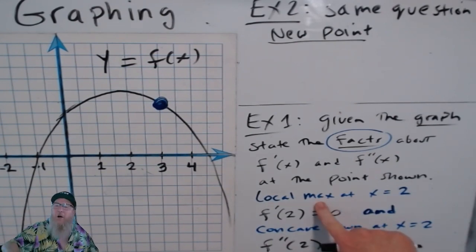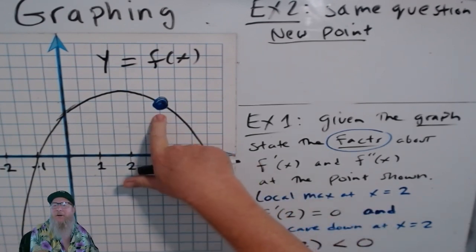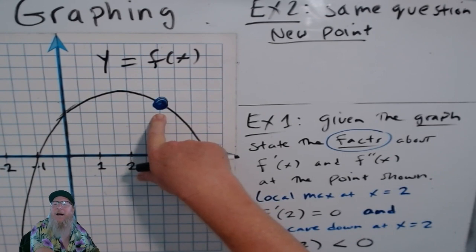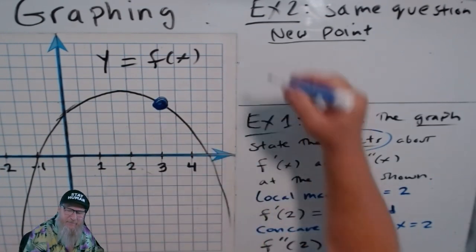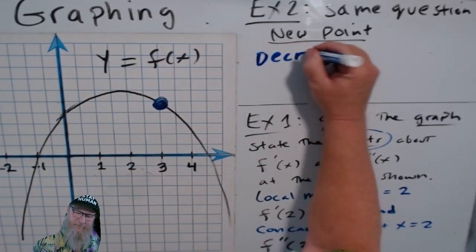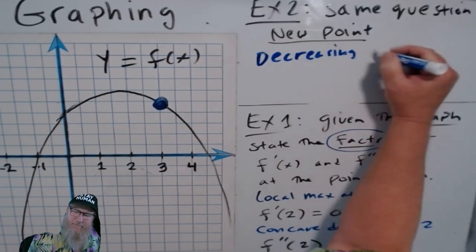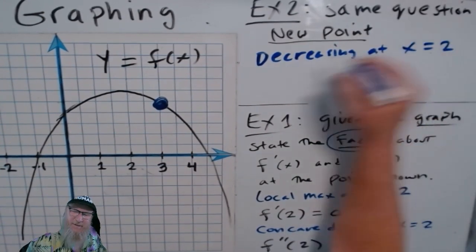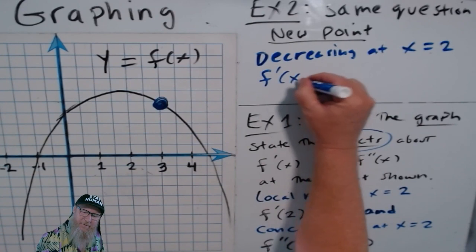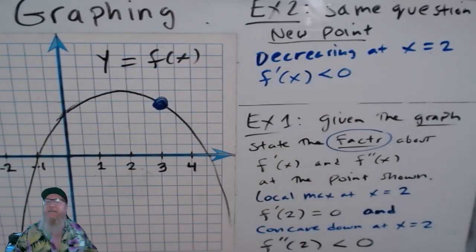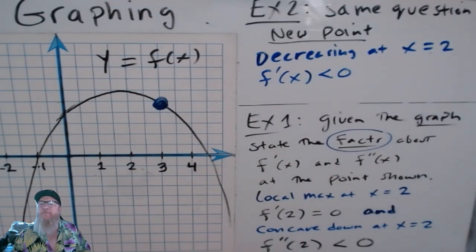Well, it's no longer a local max. It's not a critical value. The derivative is not equal to 0. But it is decreasing. So I know the first derivative is negative.